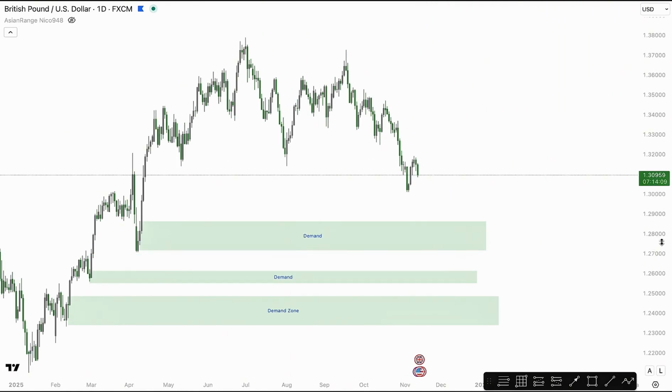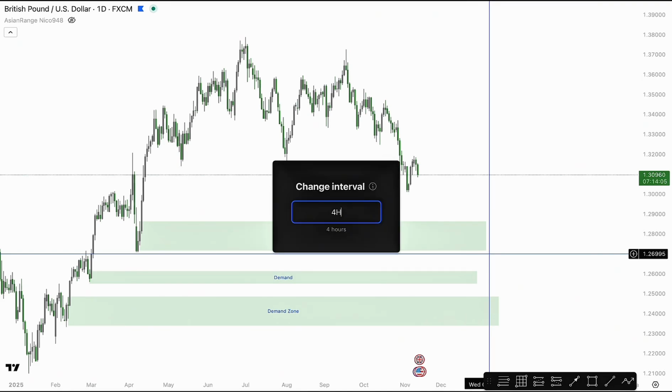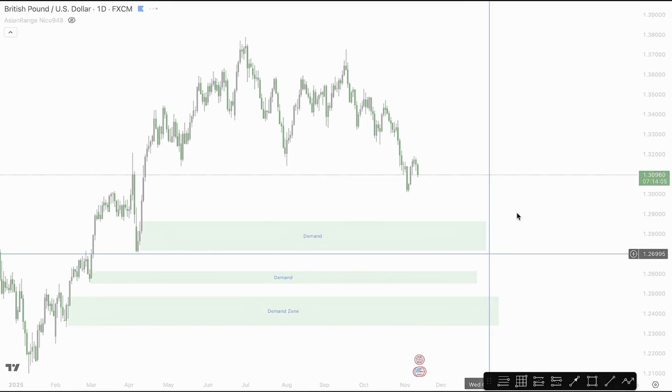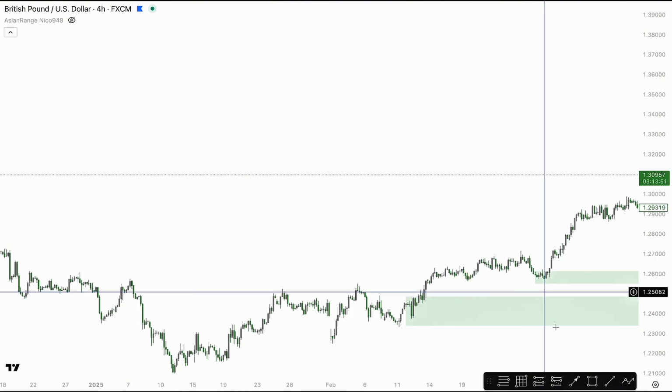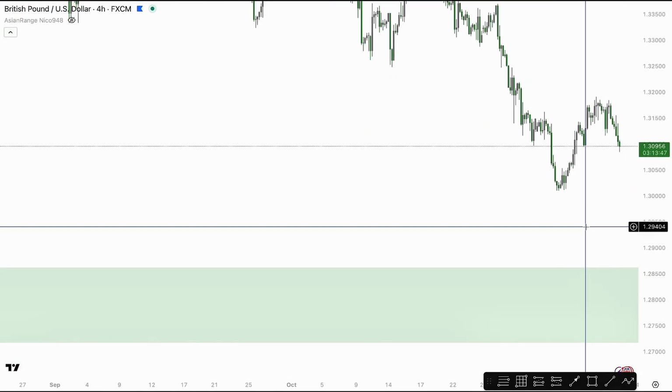Then we'll go down to the 4 hours time frame to see if we can get a sell opportunity, selling down to those, because the market is in a downtrend towards the demand zones that we mapped out. Okay, so we'll go down to the 4 hours time frame.